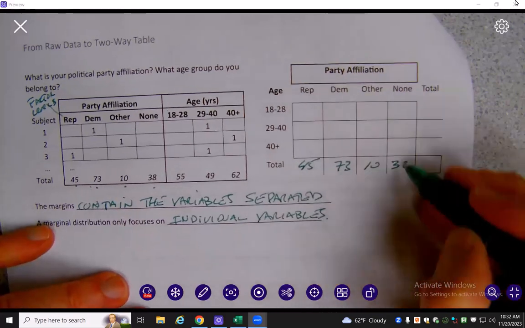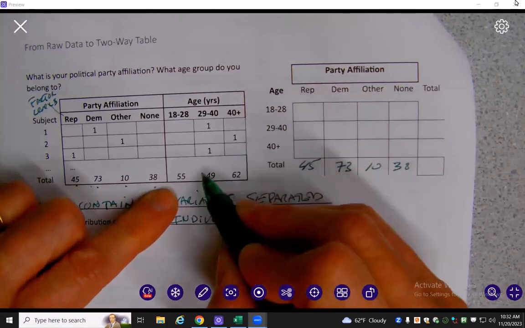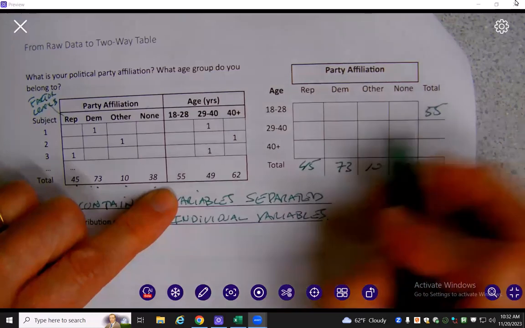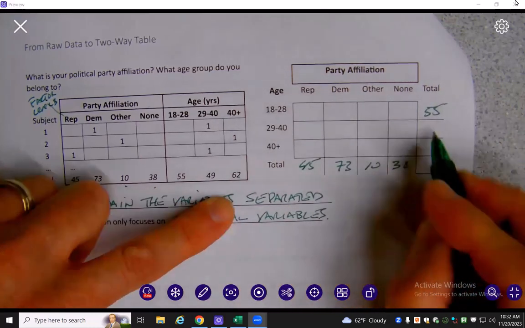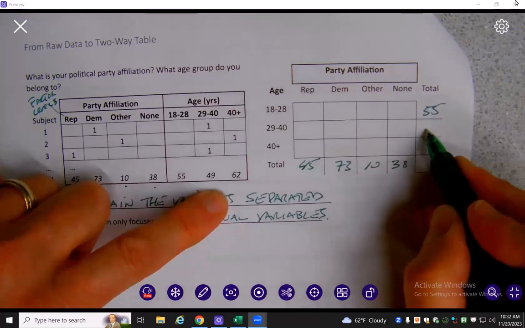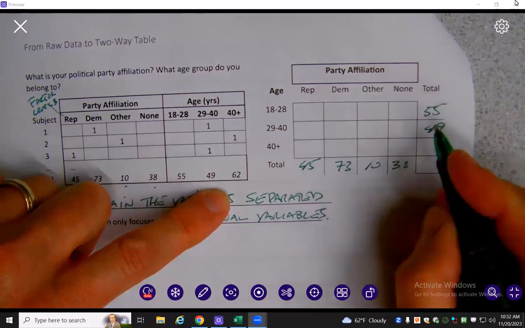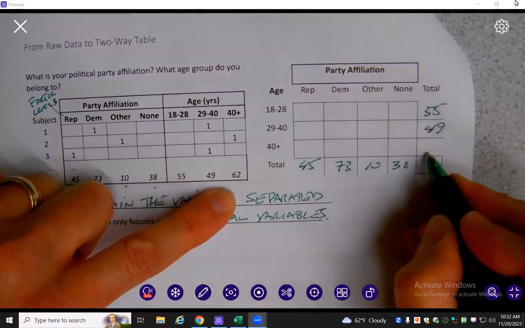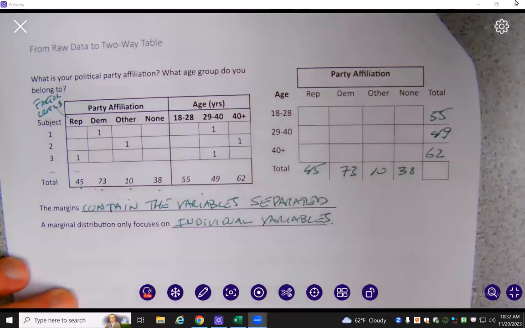When it comes to age, 18 to 28 were 55, so that 55 goes here. Notice 18 to 28, we come across 55 total. Here's 49 total. And finally, 40 plus, there was 62. If I add these up, what's my grand total? How many people were in this?